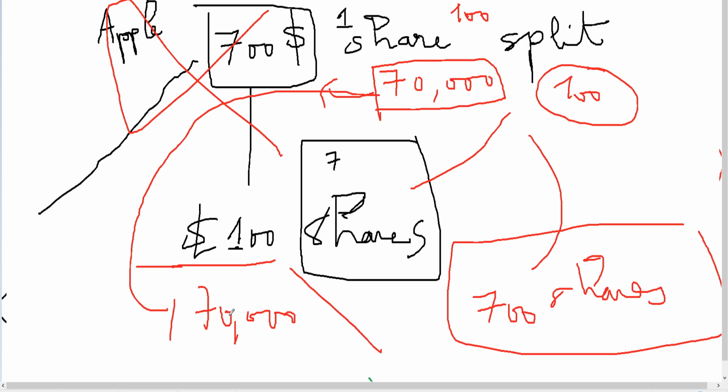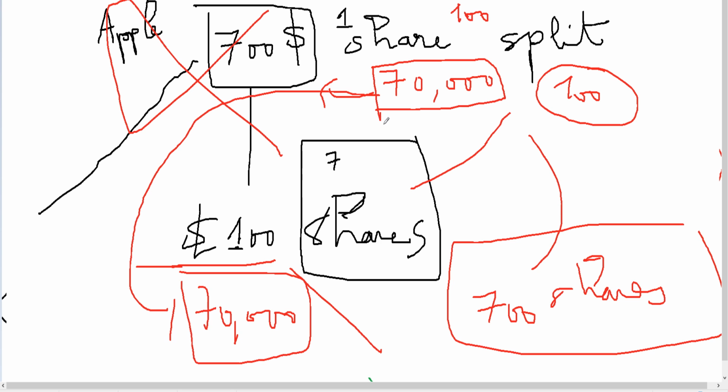But your money is the same, okay? Your money is the same. 700 shares by $100, it is $70,000. This is your money. So in the split, the stock can go down, or it can go up, or whatever. But the split is just to change the number of shares while the money doesn't change. The only thing that changes is the price and the number of shares. But it is the same money.